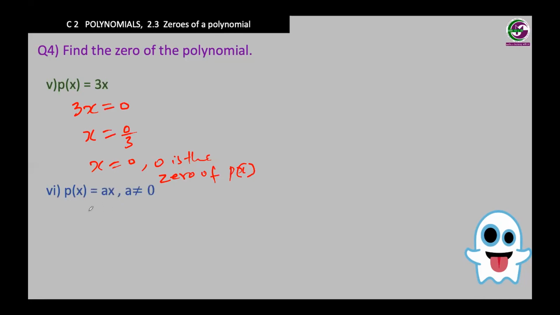Question 6, ax, where a is not equal to 0. So we say that ax is equal to 0 or x is equal to 0 by a. Did you see? A is in the denominator. That's why they gave you the condition a is not 0. Because you know that if you have a 0 in the denominator, it is not defined. So we say that x equal to 0 is the root of the polynomial or is the 0 of p of x.